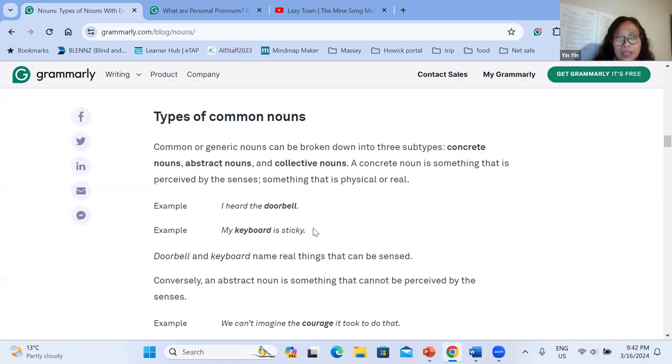A concrete noun is something that is perceived by sense, something that is physical or real.